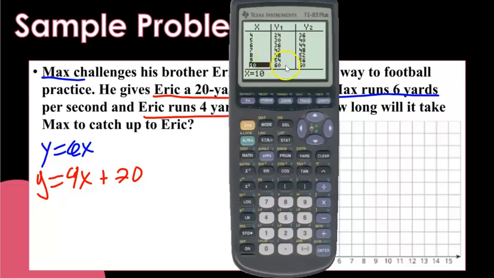So if I keep scrolling down, this is where they both have the same y value. So at 60 yards, that's going to be after 10 seconds. So the answer to this one, Max will catch up to Eric at 10 seconds.